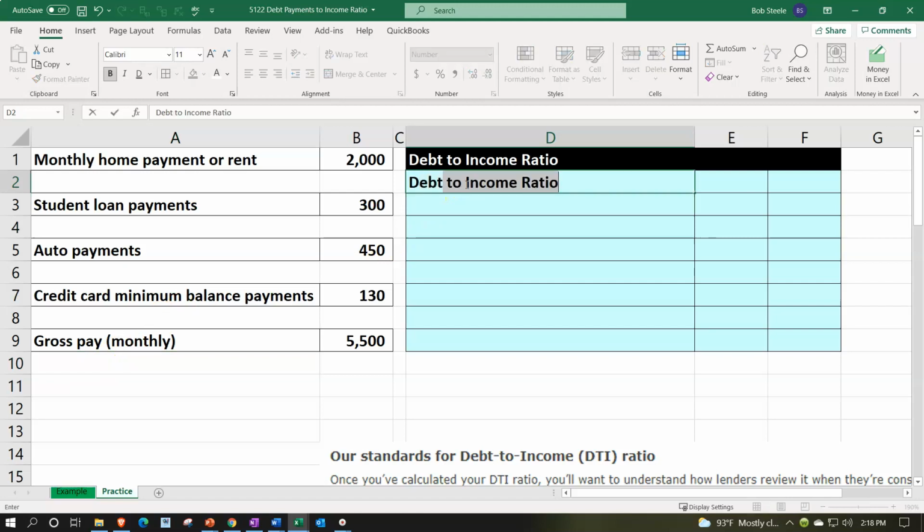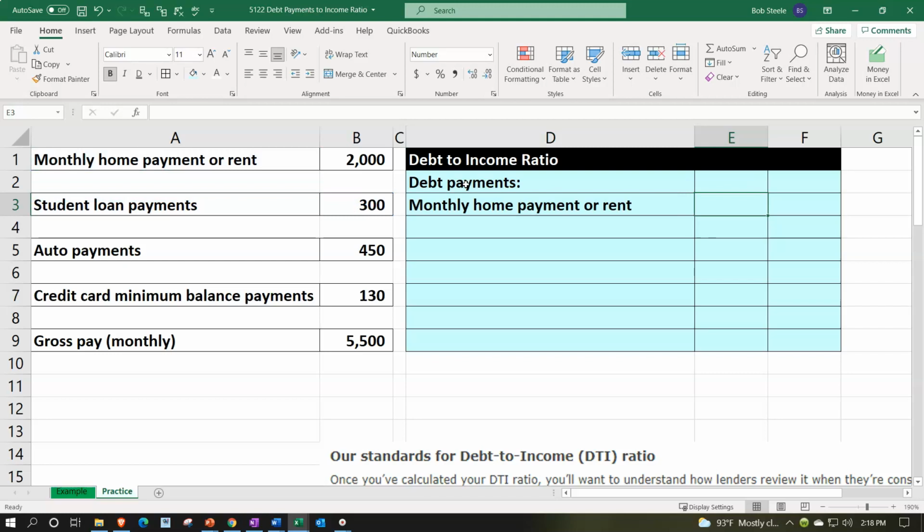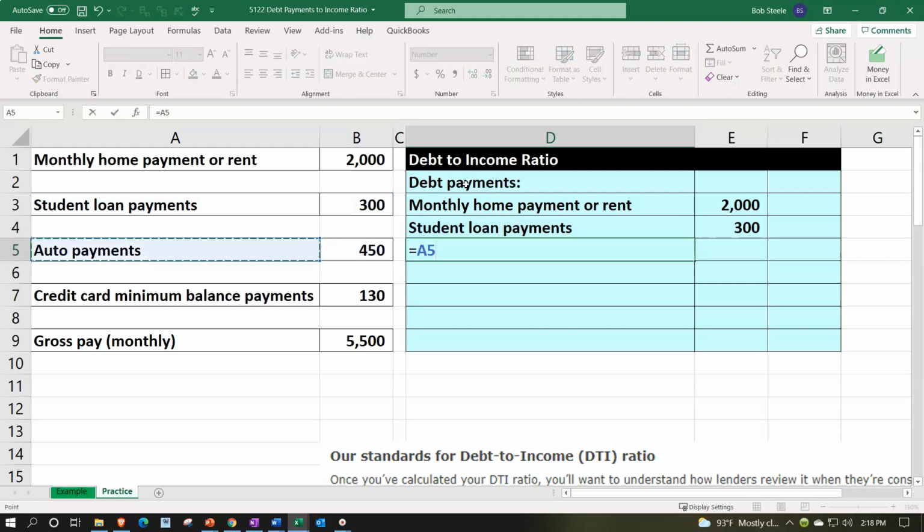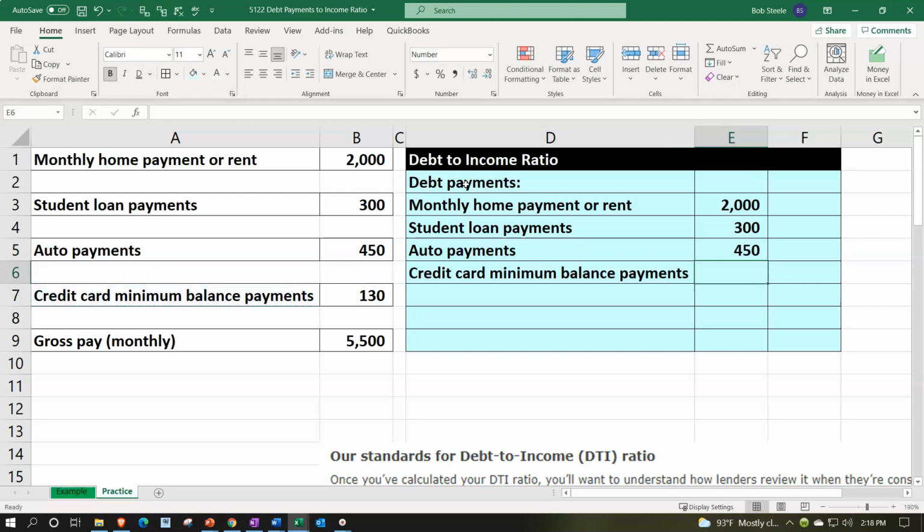I'm going to say the debt payments, let's say, which again included some things that may not specifically be debt in the calculations that they have below. This is going to be equal to, I'm just going to add these up. I'm going to pull this into the inner column. We've got the 2,000. We've got the student loan. I'm going to say equals and pick up that student loan of the 300. We've got the auto payments, which is a form of loan. This is going to be equal to the 450. And then we've got the credit card minimum balances, we're going to say are the 130.